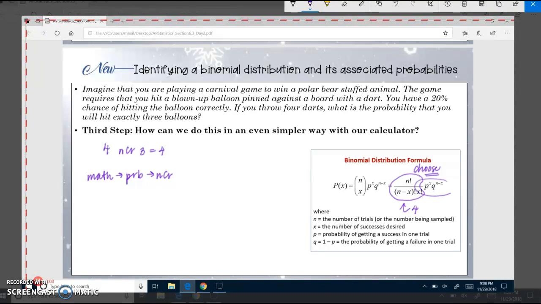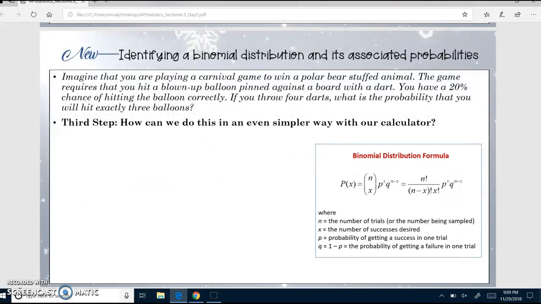So multiplying by the same p and q exponential expressions here will get you to that 0.0256 probability one more time, but it's going to do so in a much more efficient way.